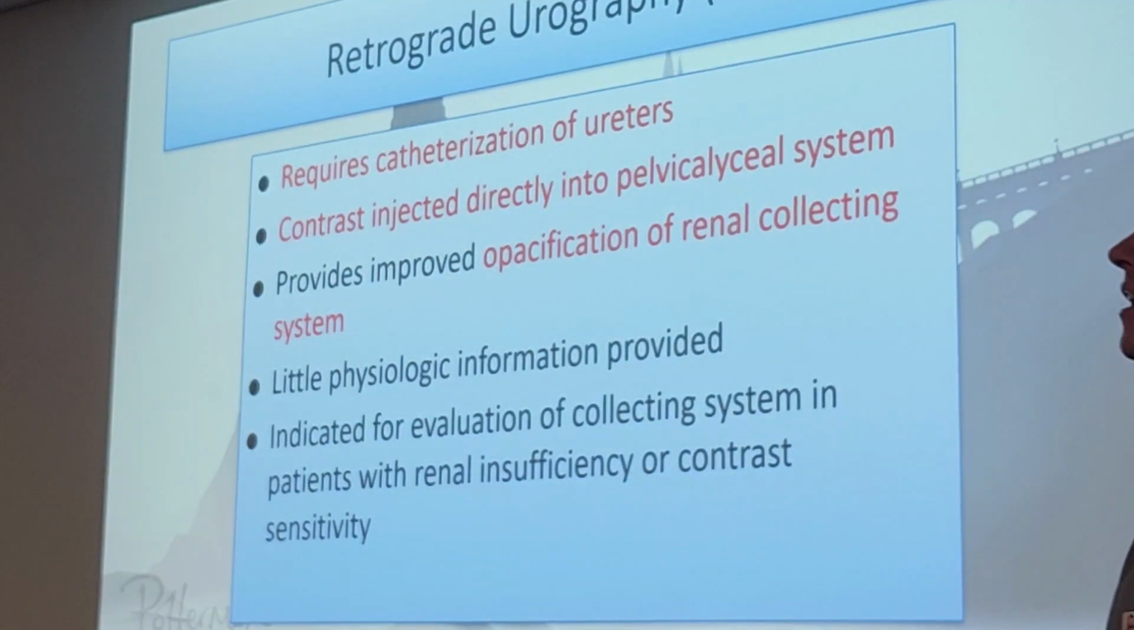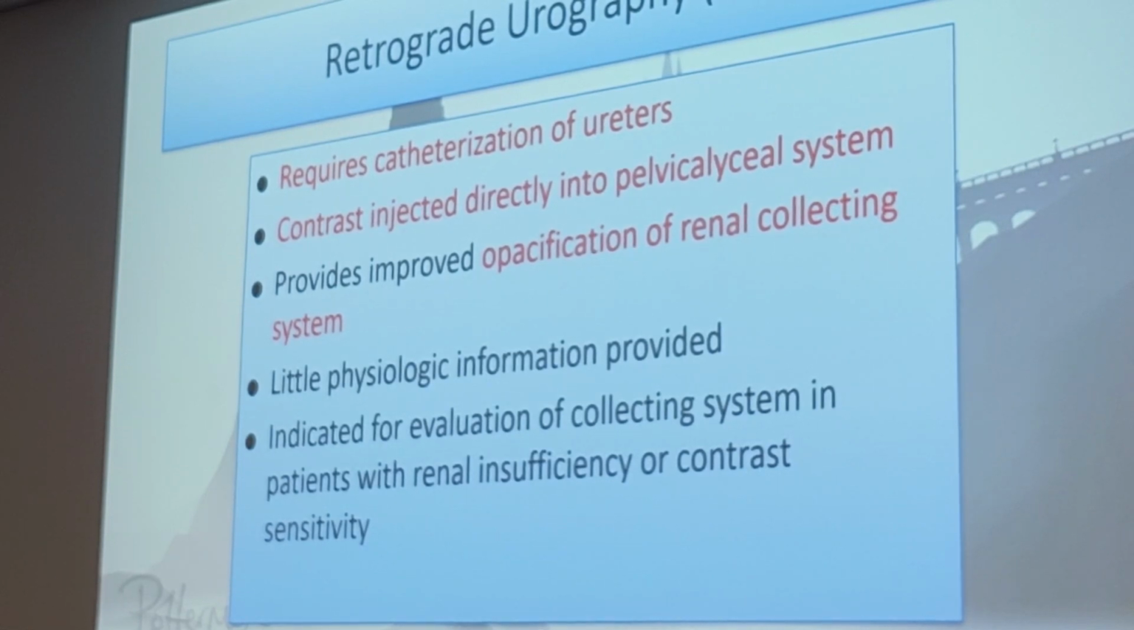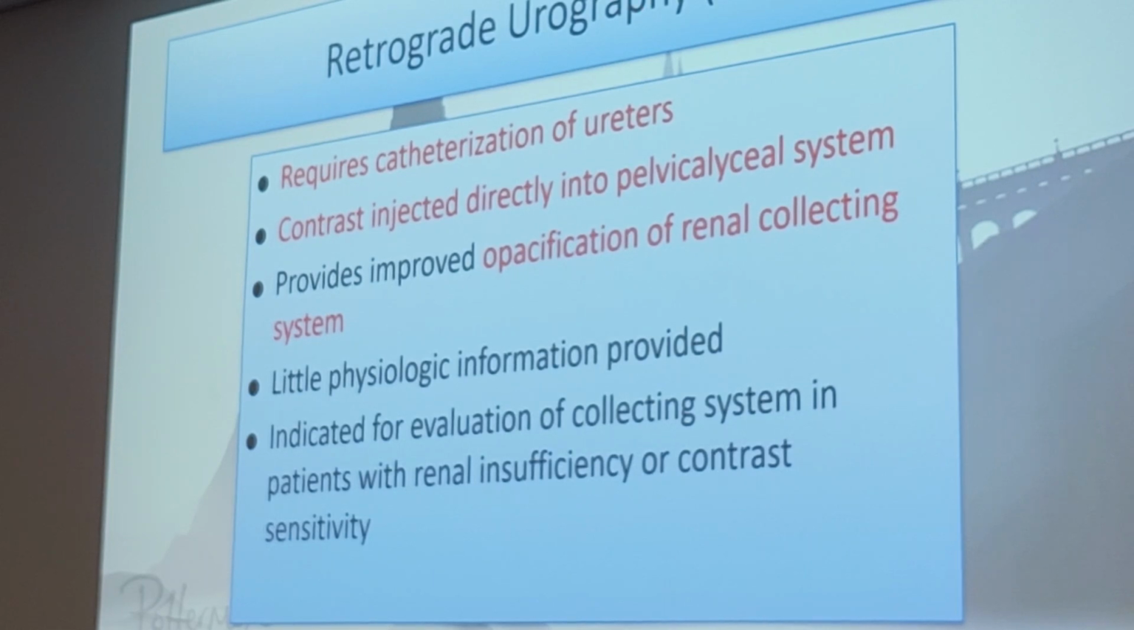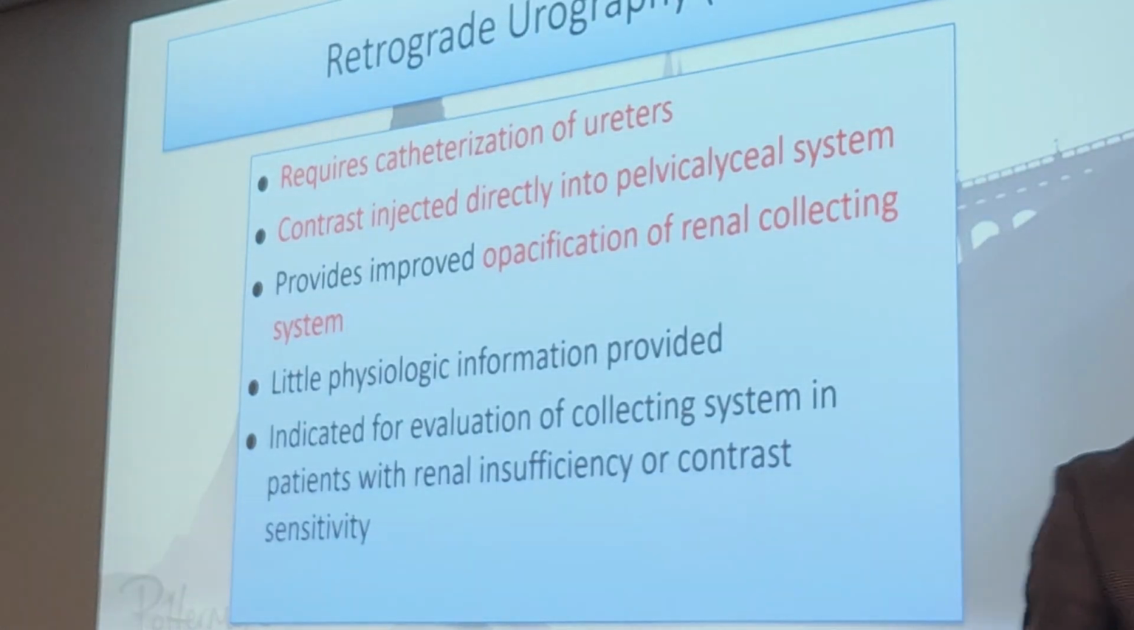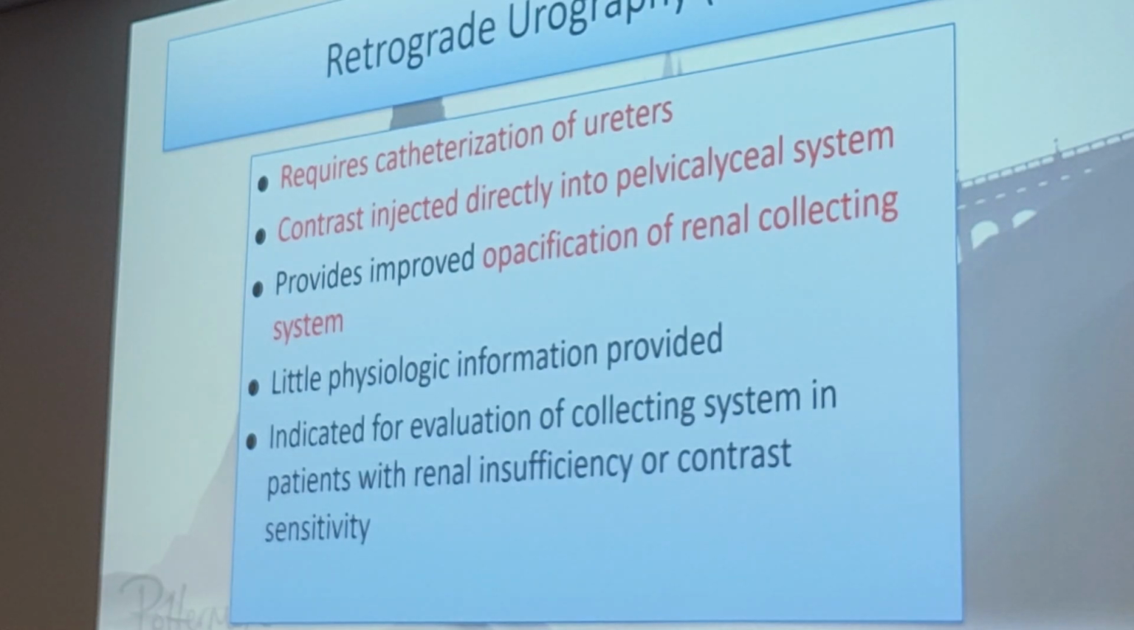All right, so retrograde urograms. This is the next type of procedure we're gonna talk about. These are done primarily in surgery and require us to catheterize the ureters directly, thus the name retrograde urography. Retrograde means what? Going back. Reverse flow. Correct.